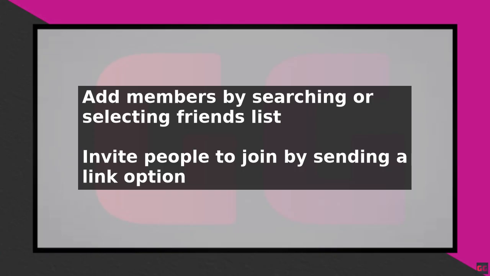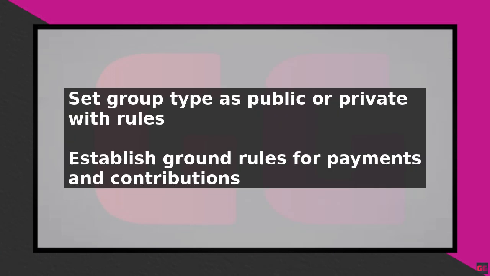Once you have set up your group, you can begin to use it to split bills, send money, and track expenses. You can also use the group chat feature to discuss payments and other topics with group members. It is a good idea to establish some ground rules for your group, such as how payments will be handled and how often members will be expected to contribute. This will help to prevent misunderstandings and ensure that the group runs smoothly.